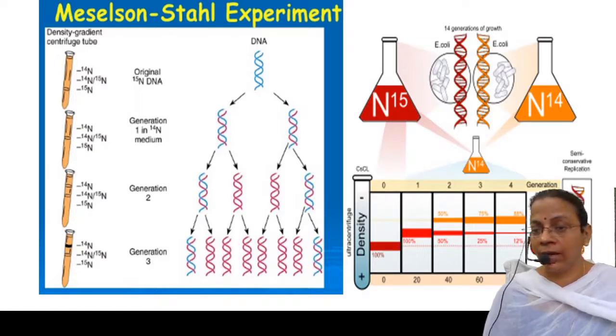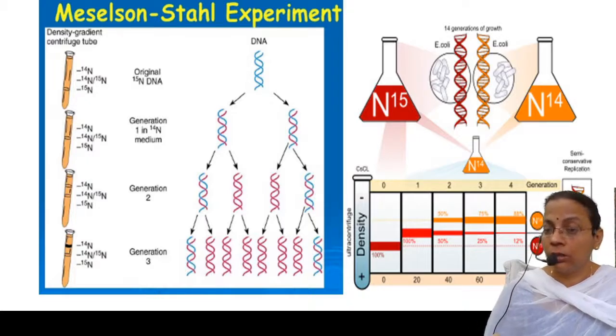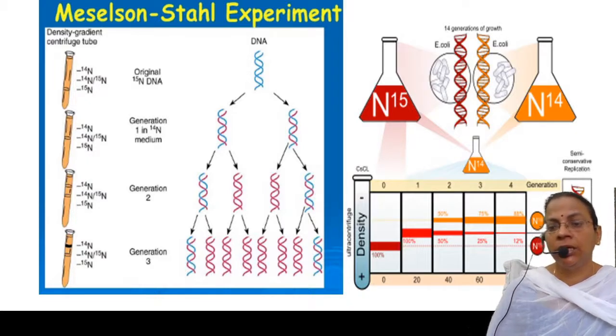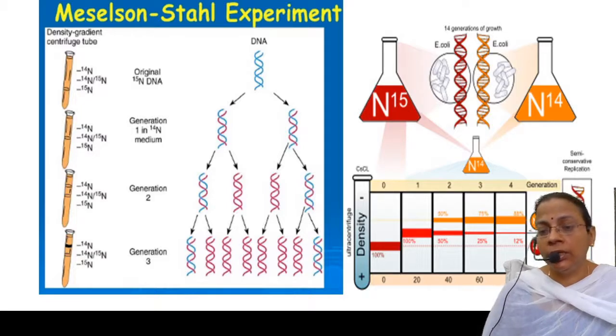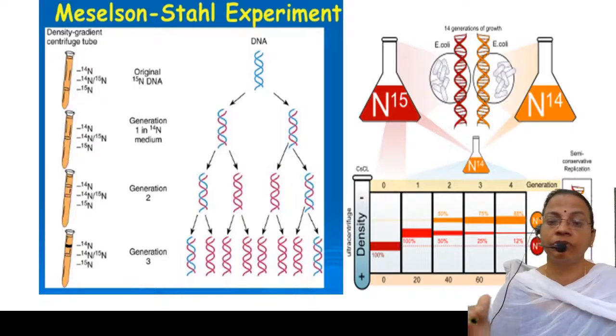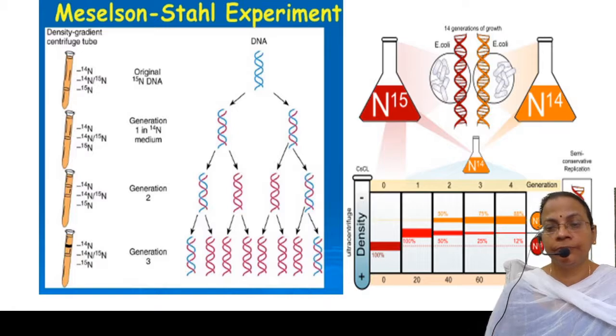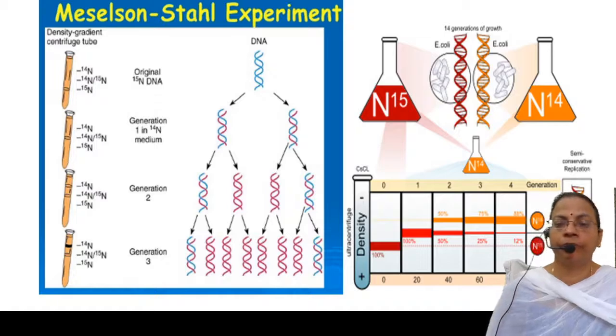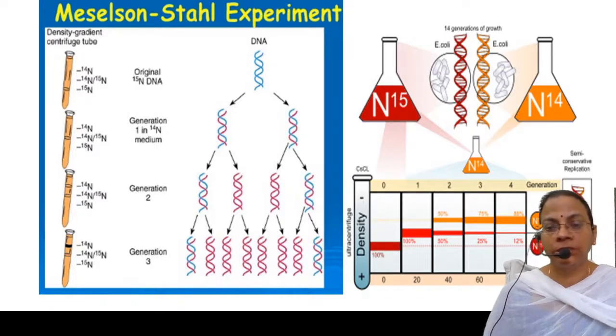It is not as light as N14, it is not as heavy as N15, but instead it is in between the range of N15 and N14. So they confirmed that in the DNA, one strand will be N15 and the other strand will be N14, and they named it hybrid DNA. Again, after the second generation, that is after 40 minutes, they extracted DNA from the culture which was grown in N14 and separated it by density gradient centrifugation.